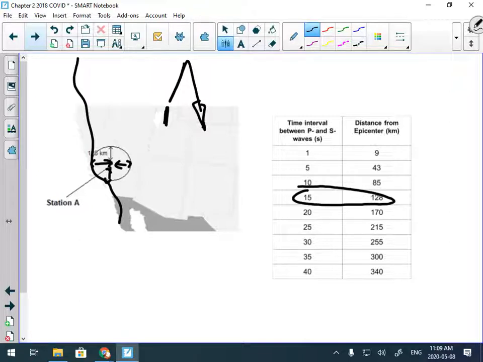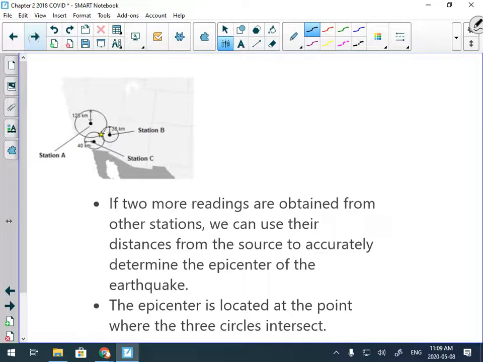But you have to add more stations. If you get 3 stations together, wherever the circles meet is exactly where the earthquake occurred, the epicenter. That's why it's important to have earthquake detection sites all around areas that are prone to earthquakes, so you can quickly determine where the epicenter is. These other stations, B and C, drew a circle using their data, and they found they were much closer to the earthquake, so their circles are smaller. Wherever the 3 circles intersect is where the epicenter of the earthquake is.